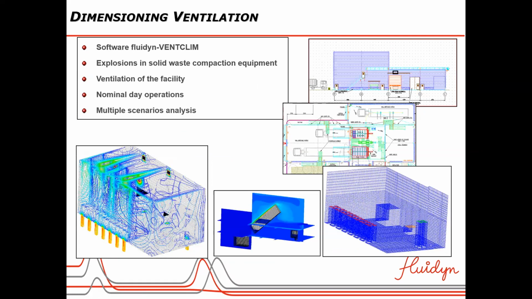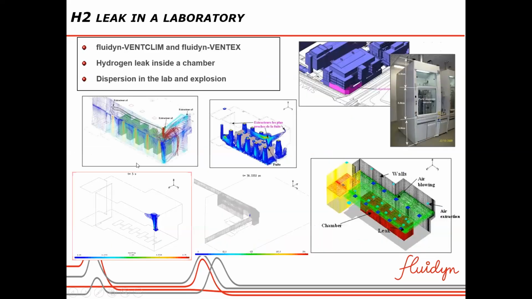This is another case we were interested in, ventilation. Here we have plotted the velocity streamlines based upon that ventilation condition, how the streamlines look. That I have also plotted. It's like a hydrogen leak in a laboratory, so a ventilation and leakage study.